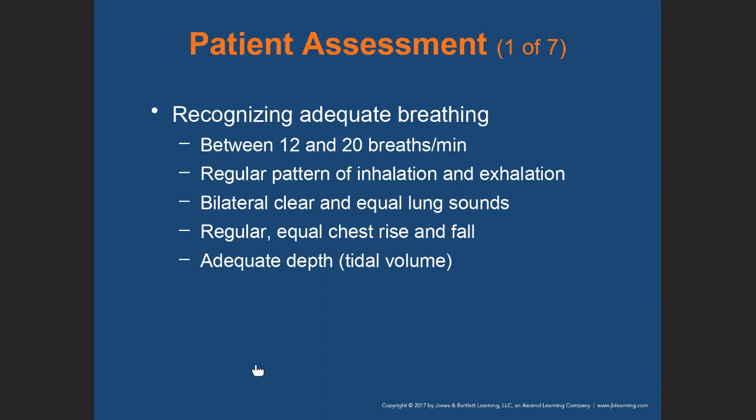And depth would be adequate chest rise. Are you able to see visible chest rise bilaterally? That's tidal volume. If you do not know what you're looking for in normal breathing, then you won't be able to identify abnormal breathing. We must consistently use all of the assessment tools, not one of them. So we have to look at rate, rhythm, quality, and depth. That's how we will be able to determine if the patient has a ventilation problem, oxygenation problem, or a respiration problem.